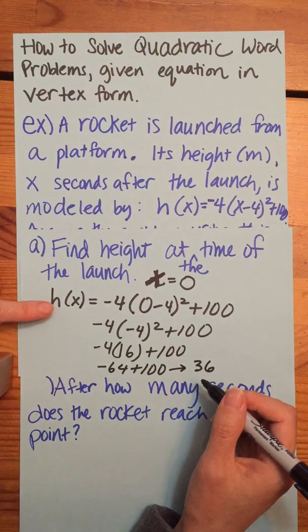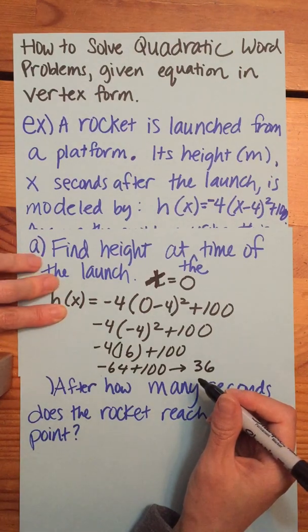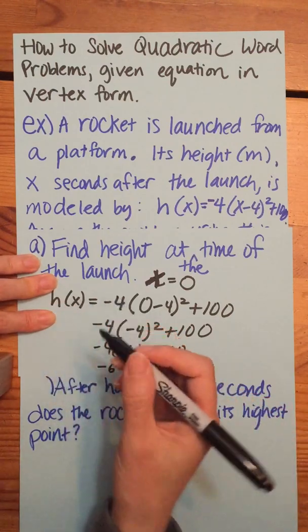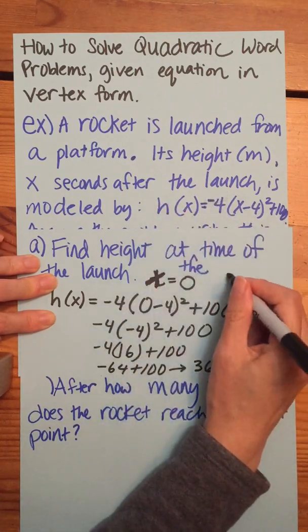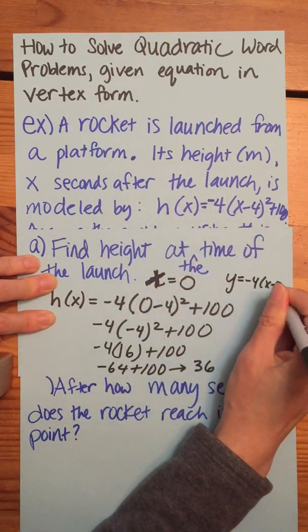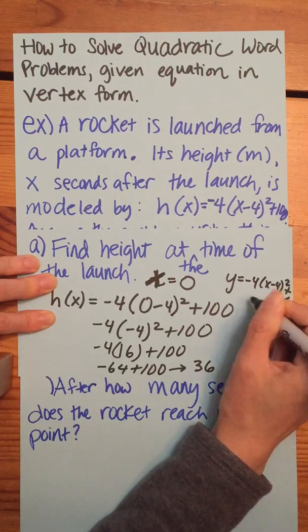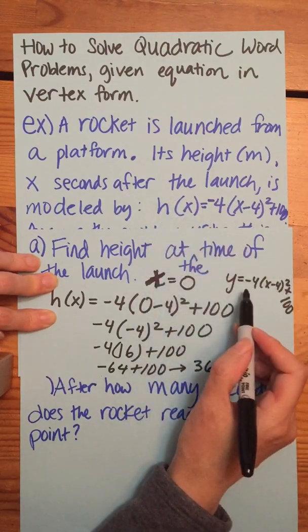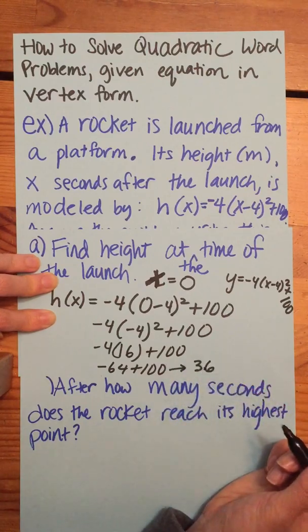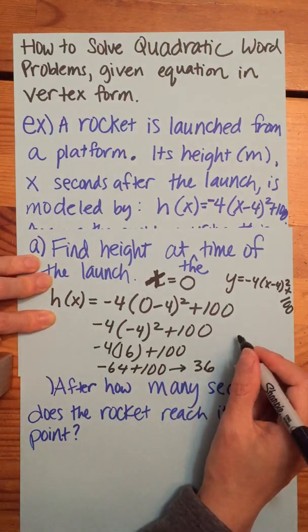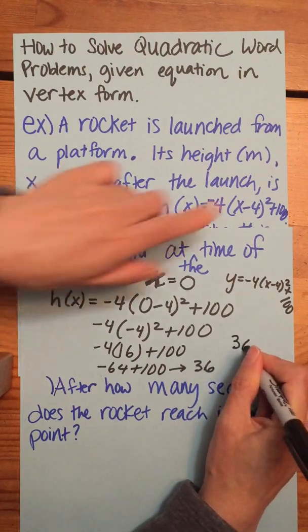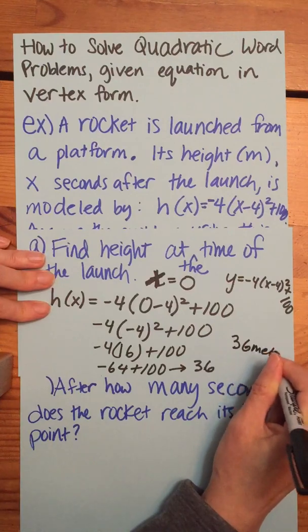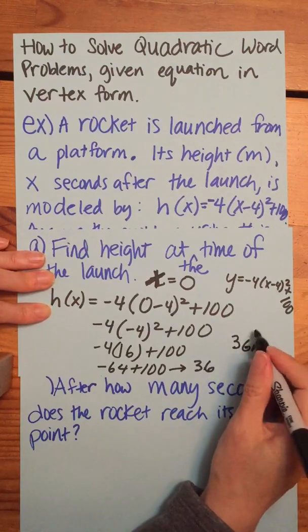So remember that h of x is the name of the function, but whatever answer I get for this equation is the same thing as the original equation up here, y equals -4 times (x minus 4) squared plus 100, but it's just that the name of the equation is h. So that means my y value is 36. That's my answer for that. So at x equals 0, y equals 36. So the height is 36, and it says that the height is in meters, so 36 meters is the height at the time of the launch.